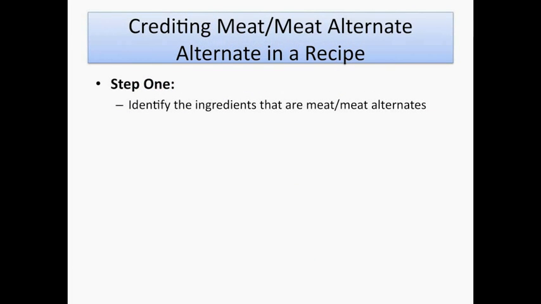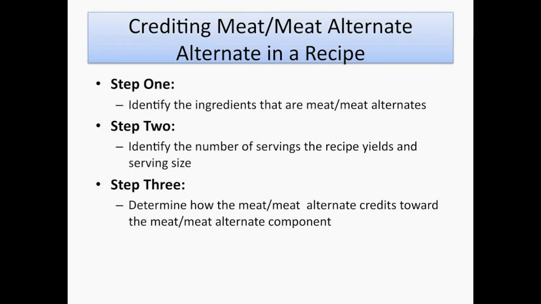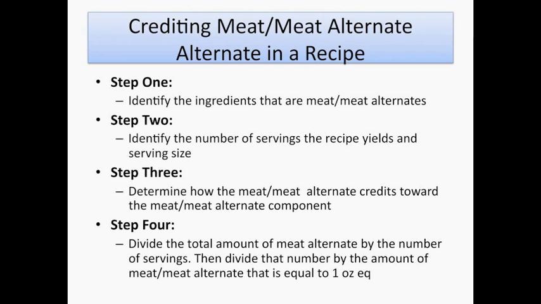The first step for crediting meat alternates in recipes is to identify the ingredients that are meat alternates. Step 2 is to identify the number of servings that the recipe yields. Step 3 is to determine how the meat alternate credits towards the meat alternate component. In step 4, you divide the total amount of the meat alternate by the number of servings. Then you divide that number by the amount of meat alternate that is equal to 1 ounce equivalent.